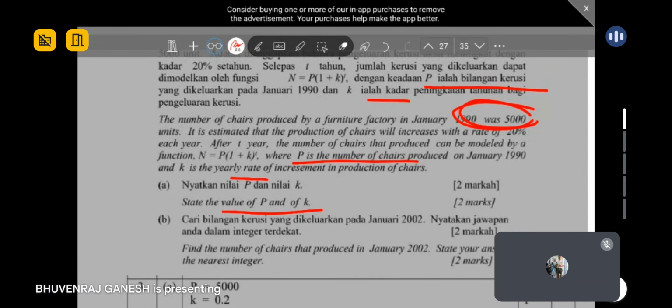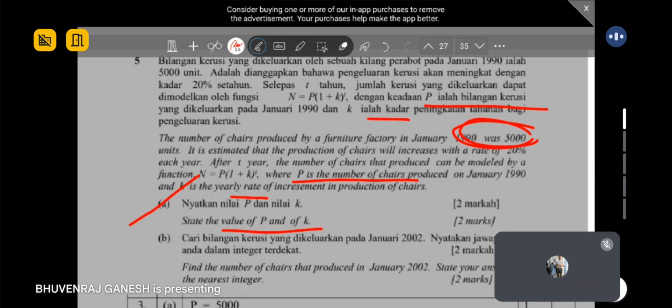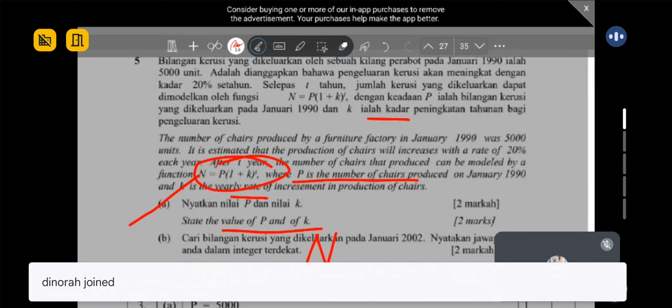Very good. So now for question B, kamu kena cari bilangan kerusi. Means that kamu kena cari nilai N. Find out your N value. So you just need to use the formula, guys. Guna rumus saja. Now, may I know what is your T value, guys? Apa nilai T yang kamu akan gantikan dalam rumus ni? Apa masa dia? How many years?